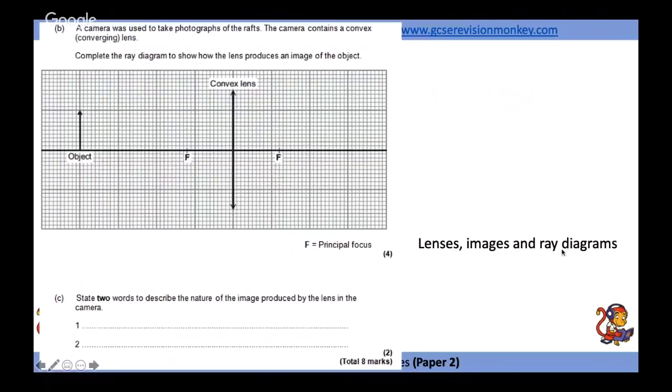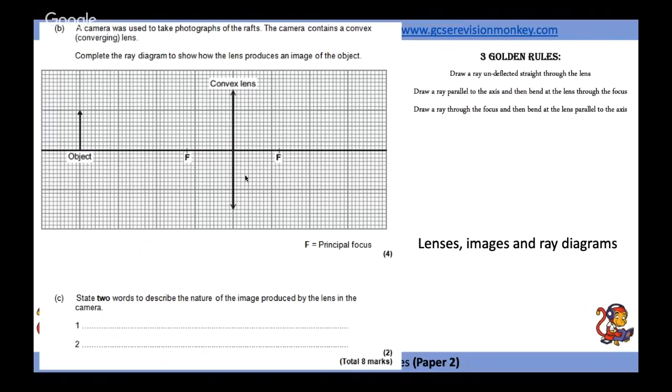Now when we draw our ray diagrams, there are some golden rules here which are going to make this much easier to be able to draw. So the golden rules are: draw a ray undeflected straight through the lens. So here's our object. Here's a focal point on either side. Here's my convex lens. So convex is that shape. I'm expecting it to make the rays come together, okay, from the previous slide.